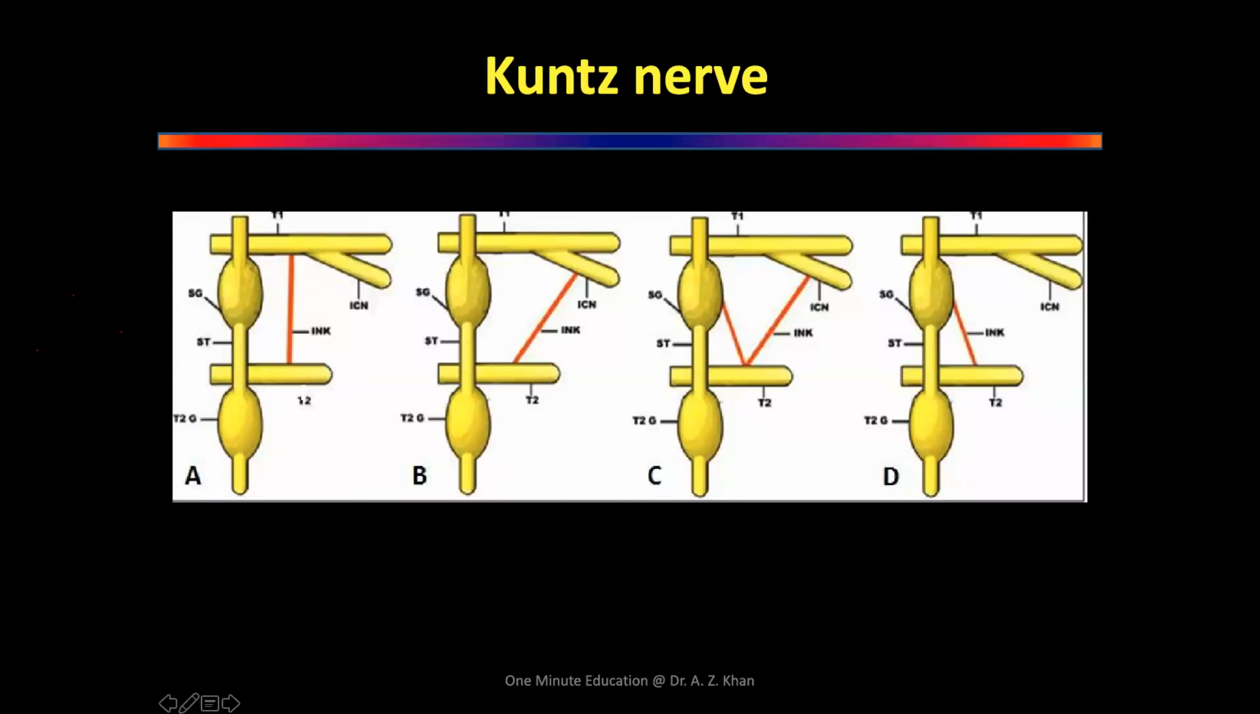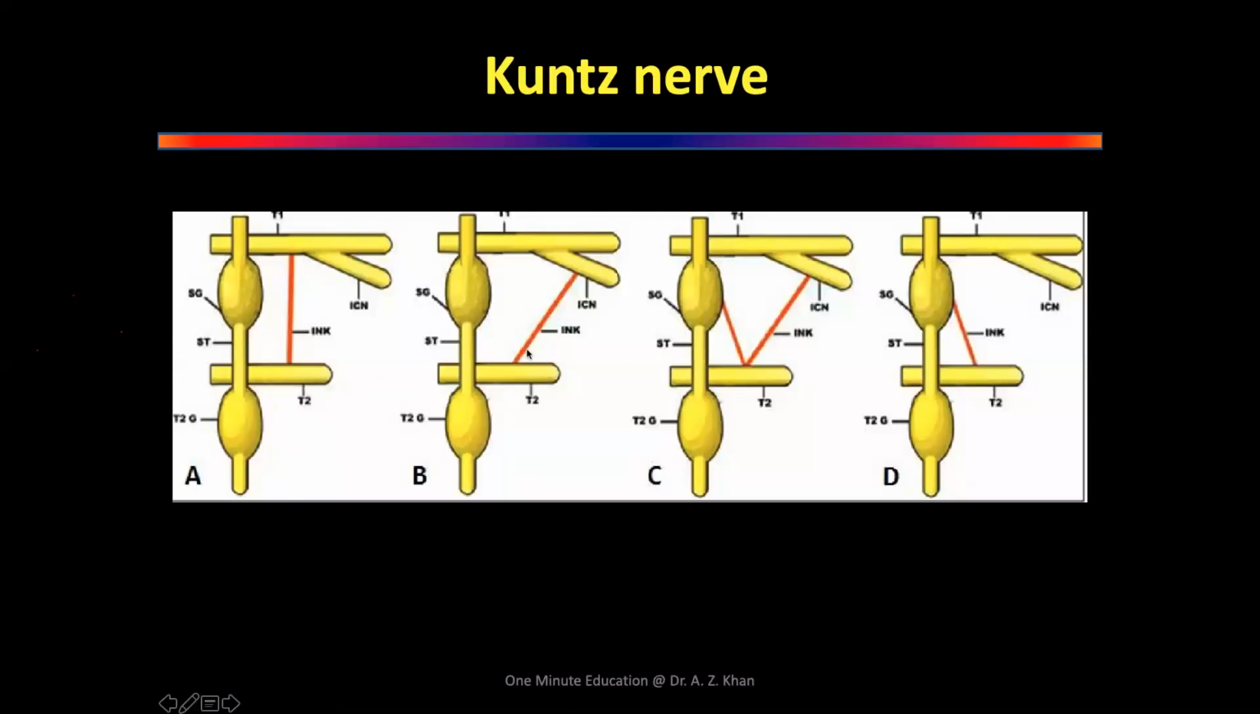So the Kuntz nerve can come directly from intercostal to intercostal, from a sub branch to intercostal. It can have this orientation from a sympathetic ganglion to the intercostal, or it can have from the intercostal to the sympathetic ganglion. These 4 variations are important to know, because when you're doing a sympathectomy, your cut should be wide enough to include any of these variations.